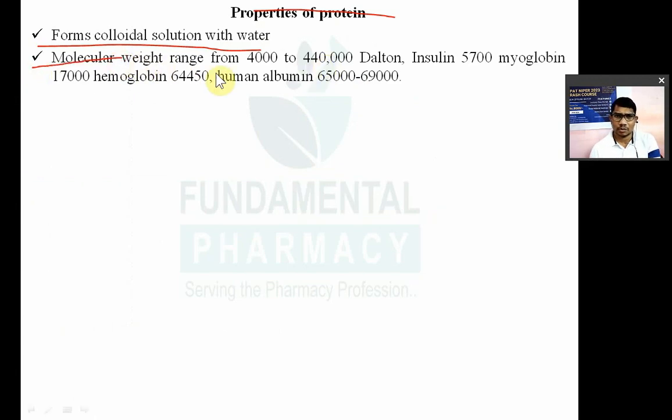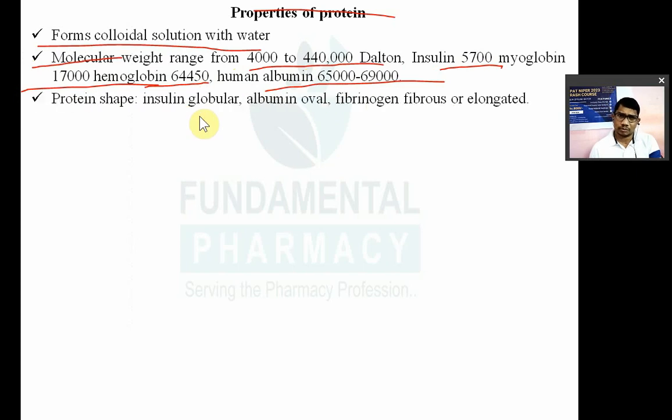सो दे आर इन अ रेंज फ्रॉम 4000 टू 4,40,000 डेल्टा. Insulin has a molecular weight of 5700 delta. Myoglobin has a 1700 delta. हीमोग्लोबिन का मोलेकुलर वेट होता है 60 to 68,000 डेल्टा. ह्यूमन एल्बुमिन का वेट होता है ना 64 to 69,000 डेल्टा, है ना. सो मोलेकुलर वेट ऑफ प्रोटीन्स.